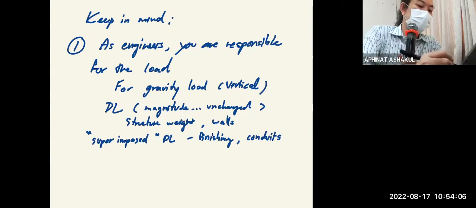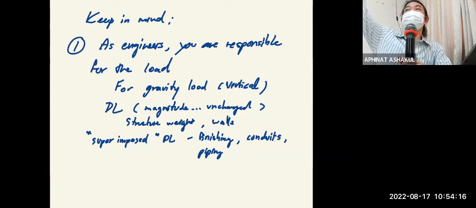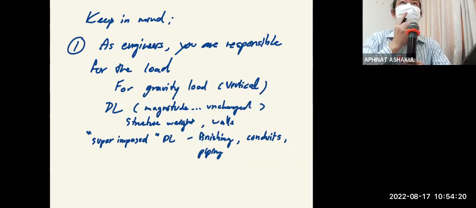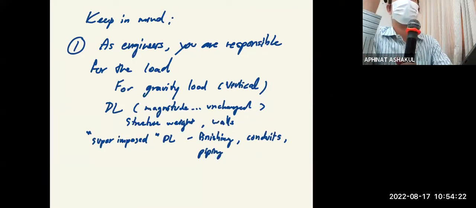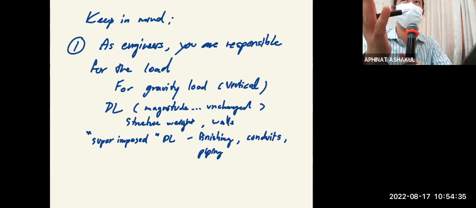Okay, and then you can have a piping system for your waste, for your clean water. All kinds of systems are hidden in here that can be considered a superimposed dead load. So when you go out there and try to build your own house, don't forget to include all these kinds of loads that your structure has to carry. All right, so that's superimposed dead load.